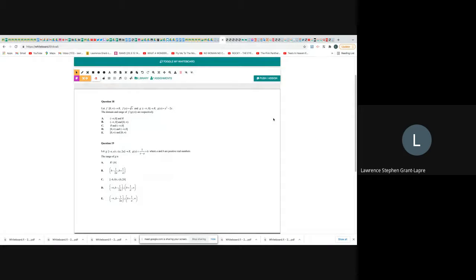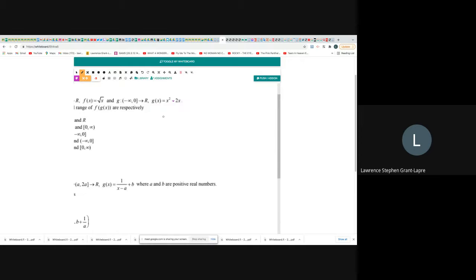Well, let's have a look at two questions here, question 18 and question 19. So we've got function f of x is the square root of x, and g is x squared minus 2x. Is that a minus? Yeah, there's a little dot, okay. So we'll just go back, copy that.